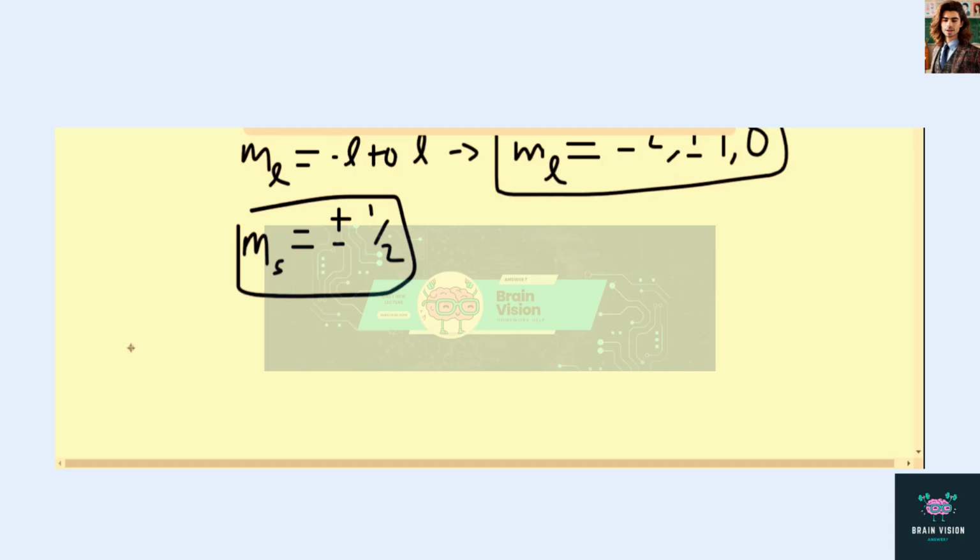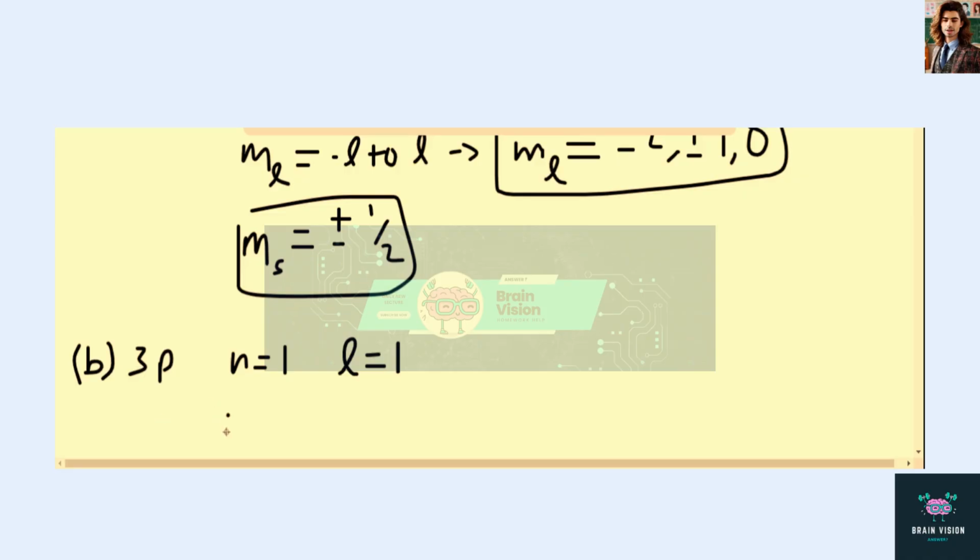Now for part B, we're going to do the same thing for the 3p subshell. Well, again, right away, since it's 3, we know n is equal to 3. And P, as we mentioned, is equal to 1. So S is equal to 0, P is equal to 1. So this means that l is equal to 1 based on the P value.